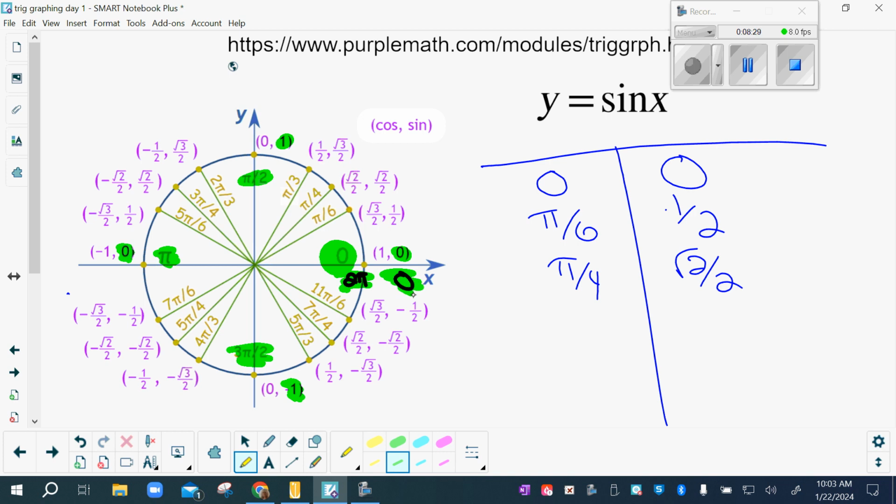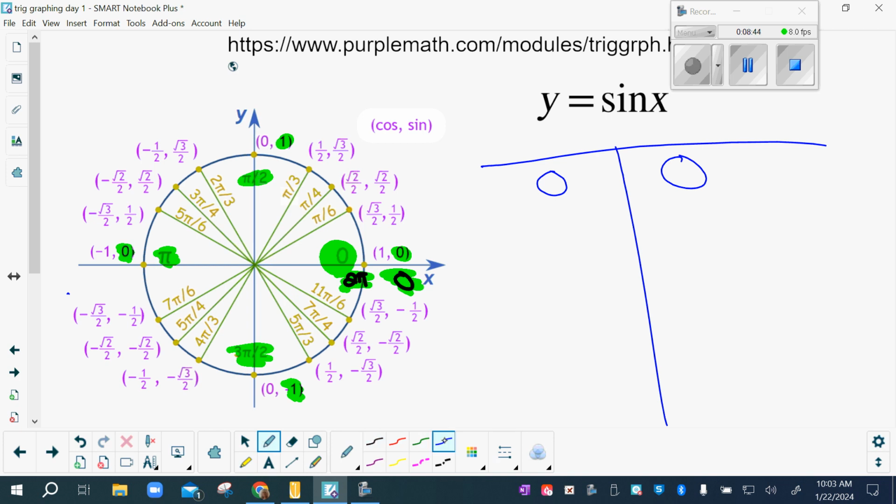So I'd like you to write this on your paper. This is our one chart. Are you ready? Here we go. The easiest chart you've ever done. People who had Algebra 2 trig last year are going to be like, oh my God, this is so much easier than I thought it was. Okay, here we go. Nice and easy.